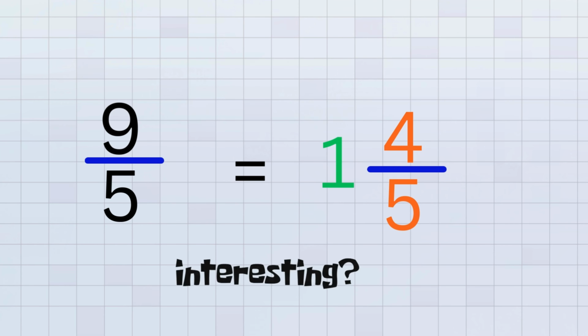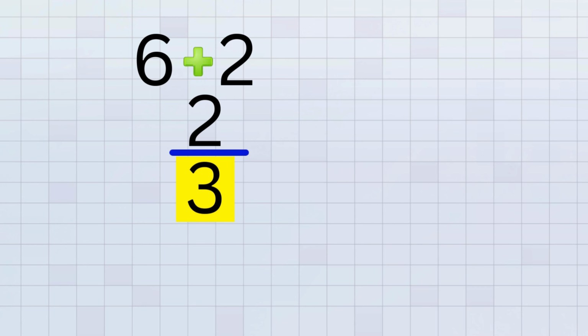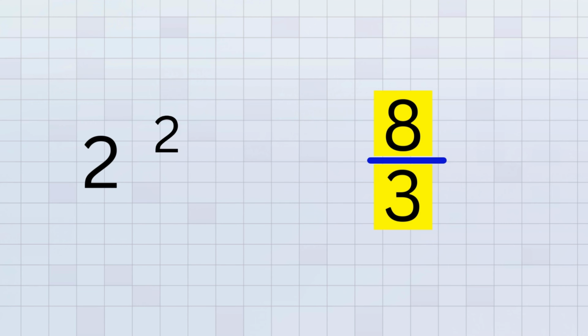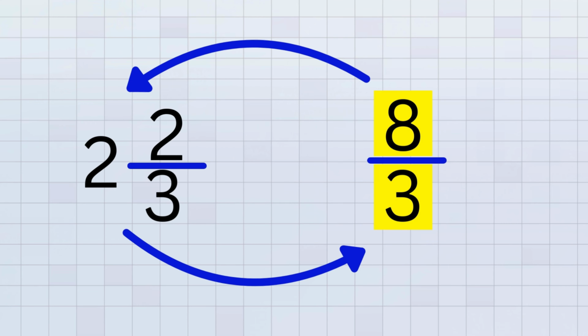Getting interesting? Let's try 2 2/3. Multiply the denominator, 3, by the whole number, 2. 3 times 2 equals 6. Now add the numerator, which is 2. 6 plus 2 equals 8. That becomes the new numerator. The denominator stays 3. So 2 2/3 is the same as 8/3.